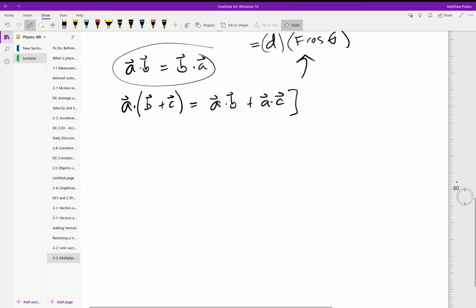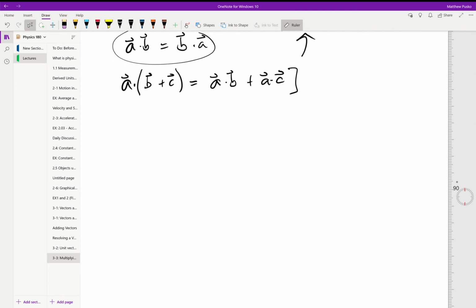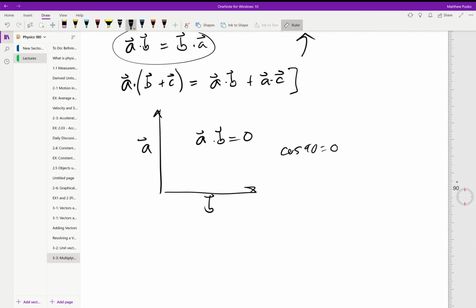Some special little notes though. If we dot a vector that is perpendicular to some other vector, in this case A dot B is going to be equal to 0, and that is because the cosine of 90 degrees is 0. What happens when the angle is 0 degrees? Think about it. So that would be A dotted into B.